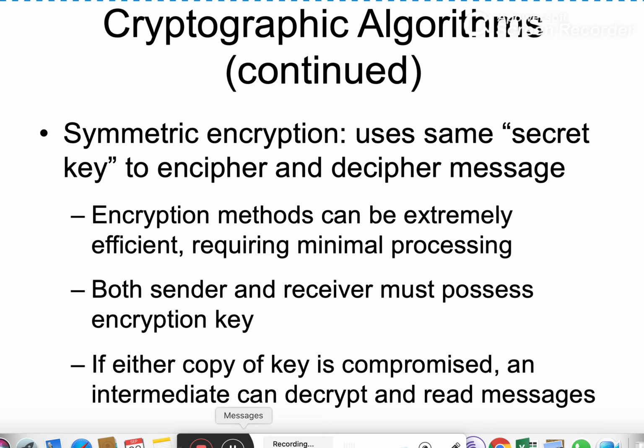Another property of symmetric algorithms is that they are very fast, efficient, and require minimal computational or processing power. Both sender and receiver need to have the same key, because the same key is used for encryption and decryption. So if either one of the keys is compromised, the person who is recording your message, the intermediate attacker, can decrypt and read the message, if either of the keys is known by the attacker, because we are using the same key for encryption as well as decryption.